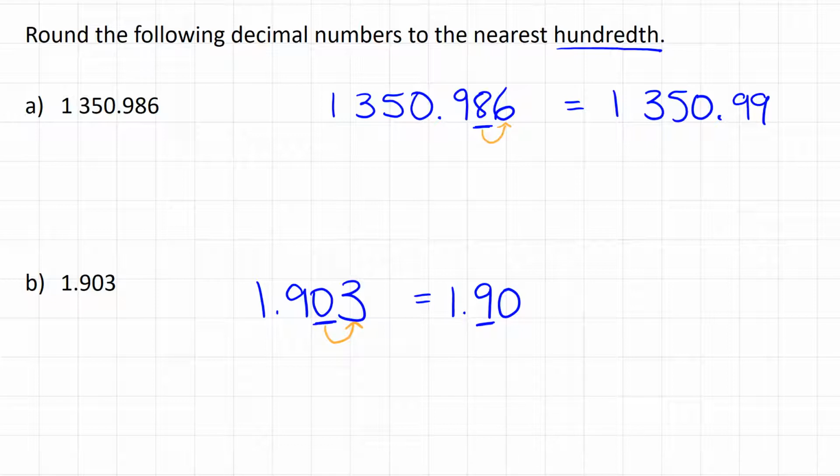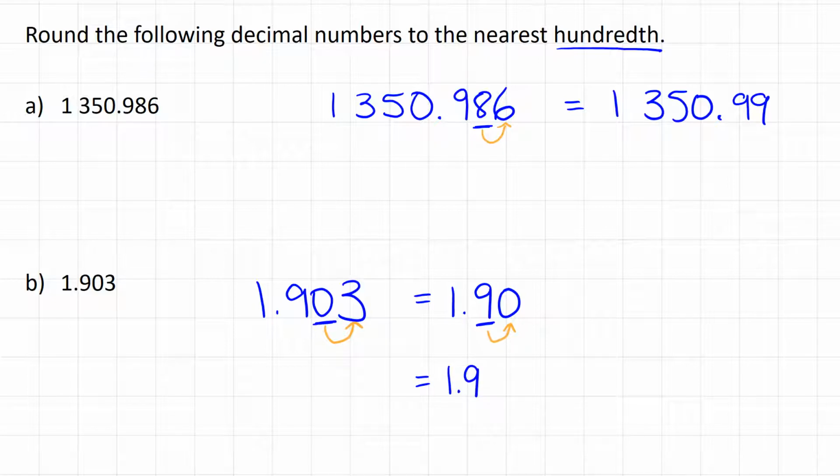I'm going to underline the tenth, and I'm going to go over and look at the hundredths place. I know it's less than 5, which means I am not going to be rounding up. It's just going to stay the same. So if I was rounding this number to the nearest tenth, it'd be 1.9.